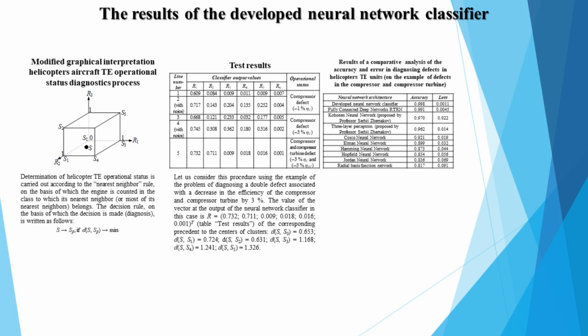The results of testing an unknown condition of the helicopter's turboshaft engine on the example of the TV3117 engine, which is a part of the power plant of the Mi-8 MTV helicopter, using the developed new neural network classifier, are presented in the table. In this table, you see the results of a comparative analysis of the accuracy and error in diagnostics of defects in helicopter's turboshaft engine units on the example of defects in the compressor and compressor turbine.